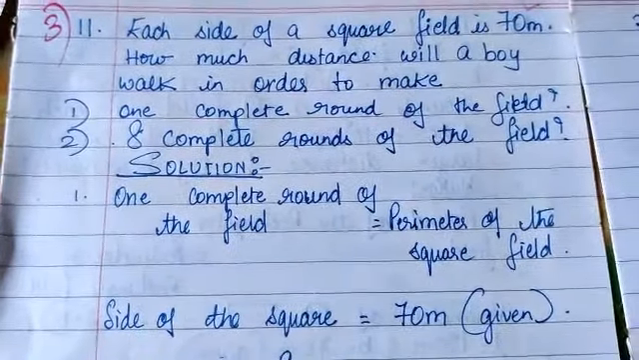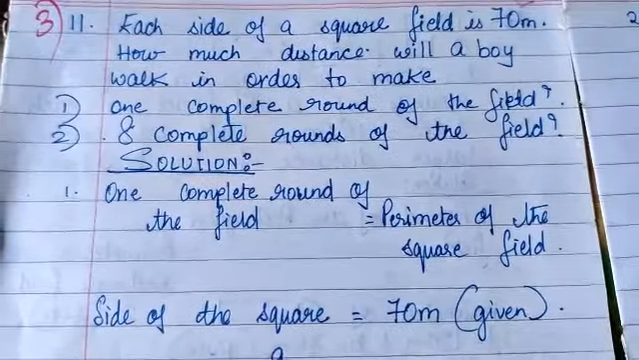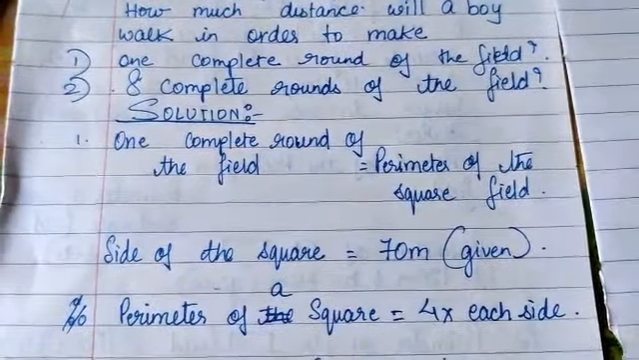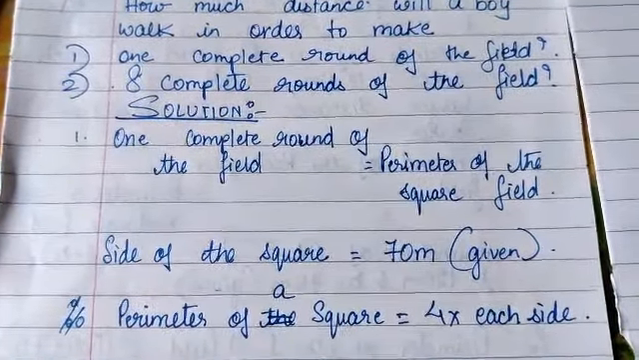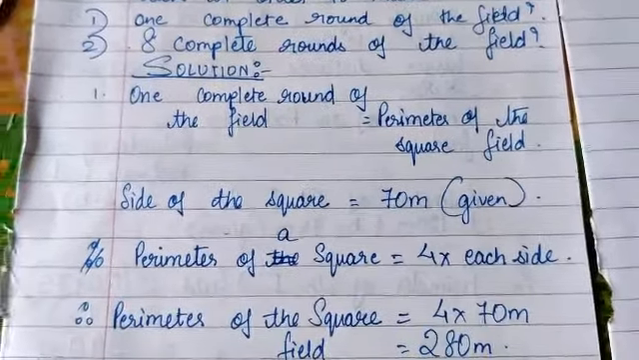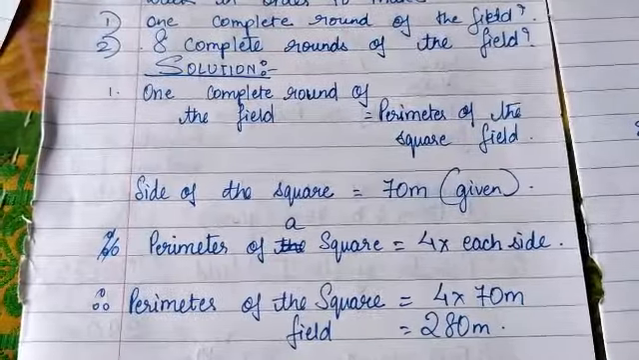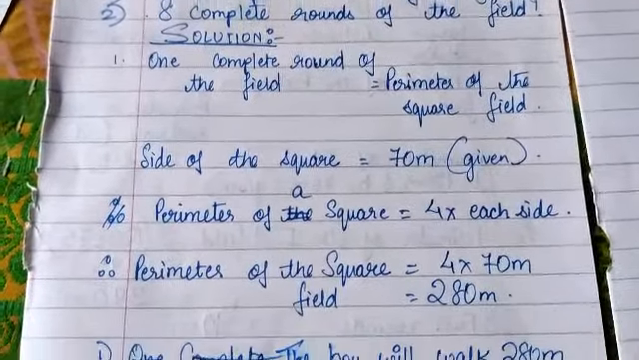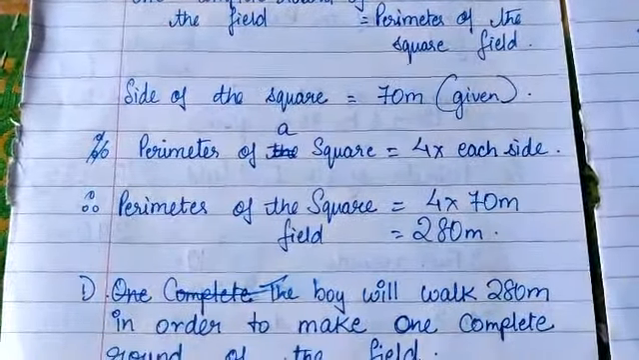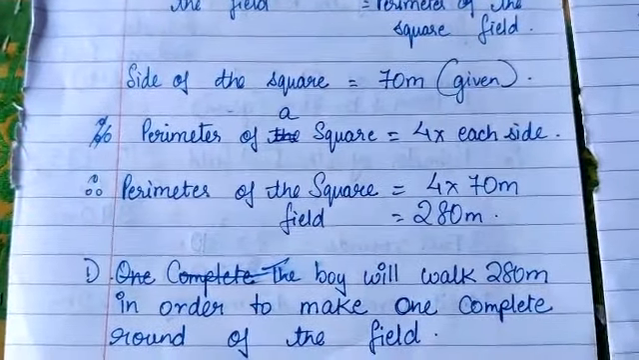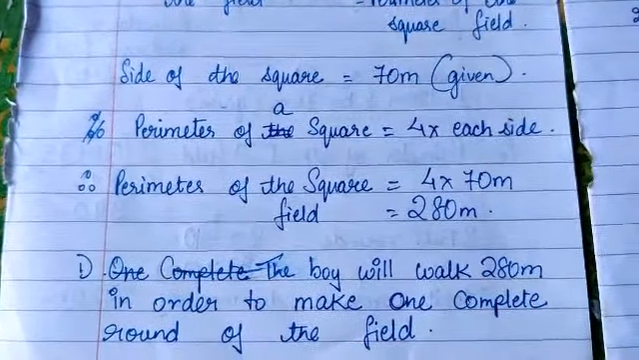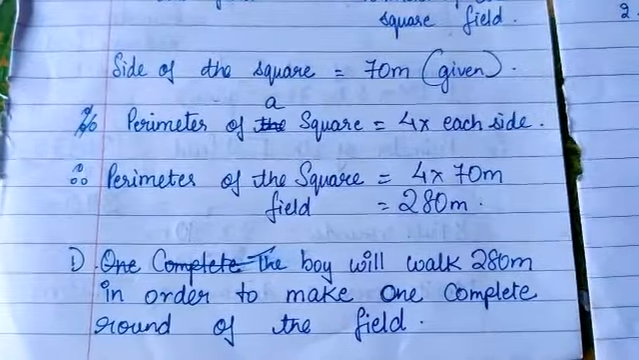Side of the square is already given, that is 70 meters. Using that, we can find the perimeter of the square, which is 4 into each side. So perimeter of the square field will be 4 into 70 meters, that is 280 meters. Now the boy will walk 280 meters in order to make 1 complete round of the field.